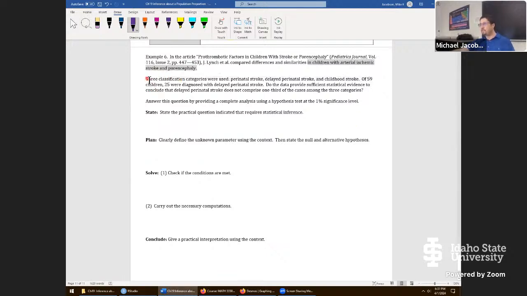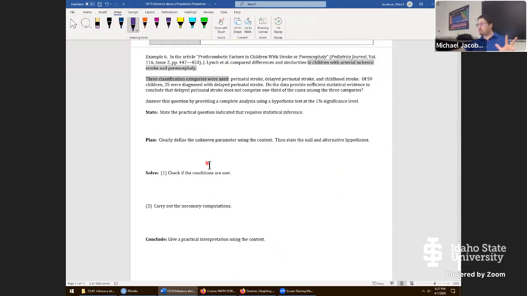Now they tell us there were 3 classification categories used. That's a red flag right away if you're reading this data and expecting to use the methods that we're using, because our methods require 2 categories, successes and failures. So let's keep on reading. This actually fits the bill, but let's see why.